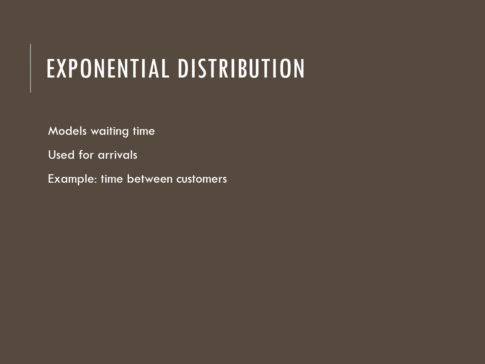And the last one is the exponential distribution. The exponential distribution is used to model waiting time. It describes the time between two events. It is commonly used in service systems such as banks or shops. For example, it can model the time between customers arriving at a store. The mean of the exponential distribution equals the average waiting time.